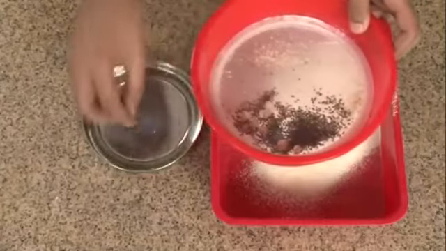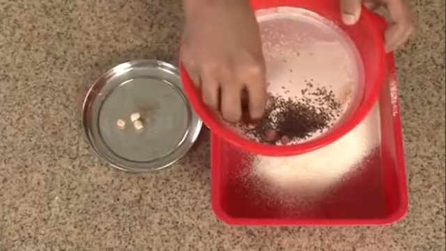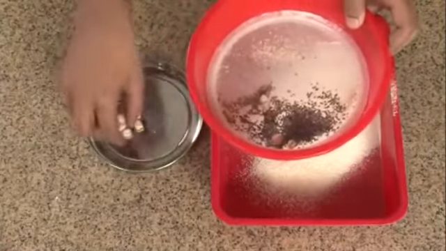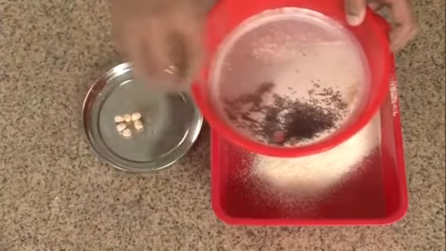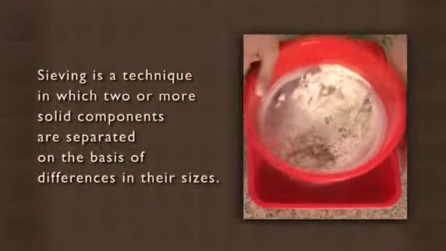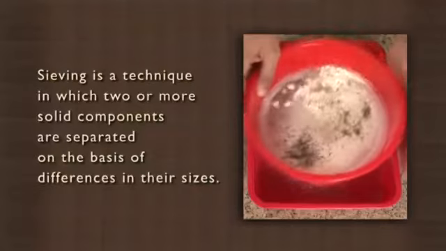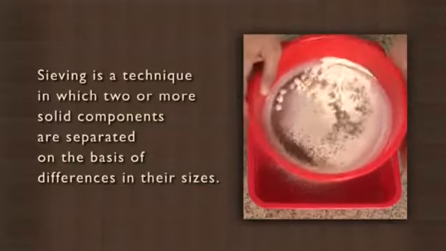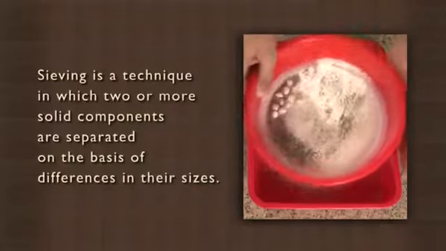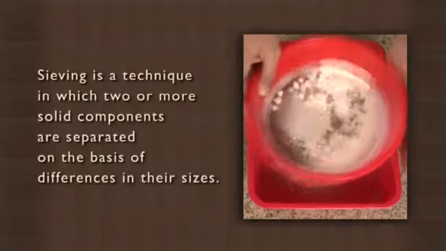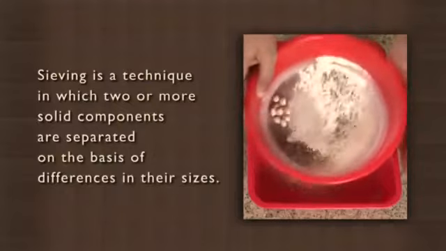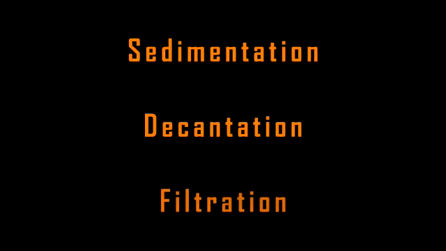So we just saw how we can use sieving and hand picking to separate objects from each other. Sieving is a technique in which two or more solid components are separated on the basis of differences in their sizes. Now, our next method of separation is sedimentation, decantation and filtration.